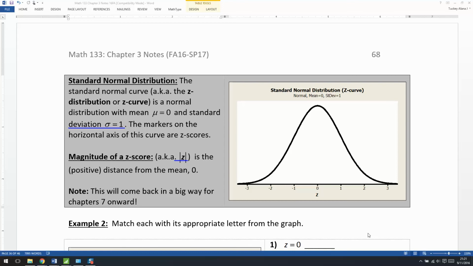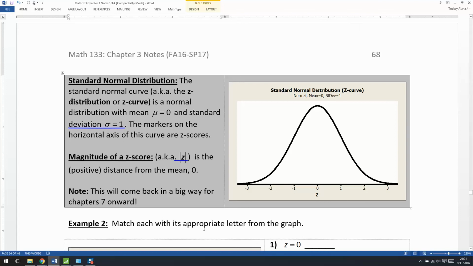So we have found out how to calculate z-scores from the formula, and we're going to take a step back and think about the larger picture of z-scores in general. What happens with z-scores is they become a very important topic for us, particularly from chapter 7 onward. Why is that? Well, it's because the z-scores themselves form a distribution, which is called the standard normal distribution, or the z-distribution, the z-curve.